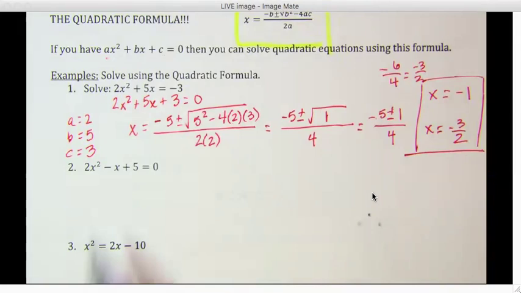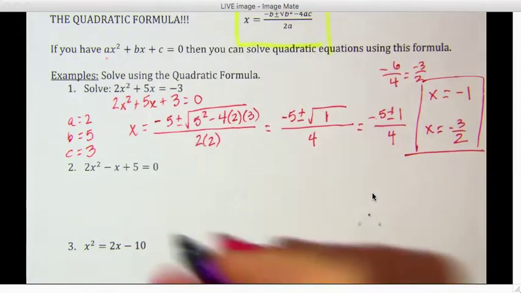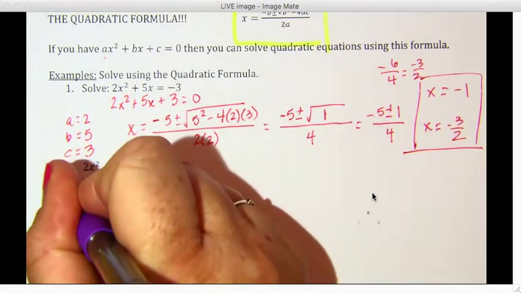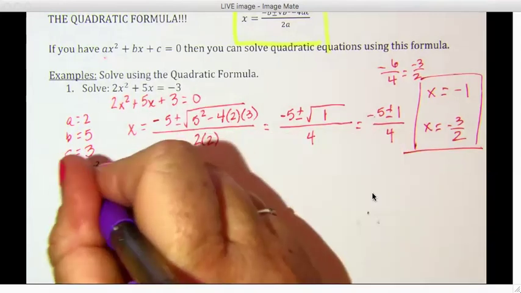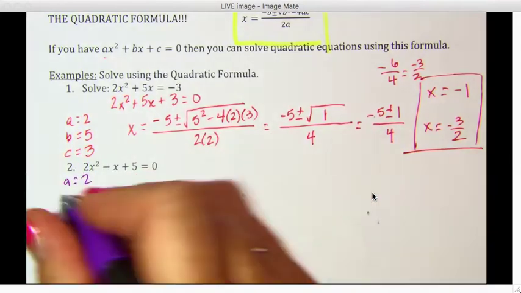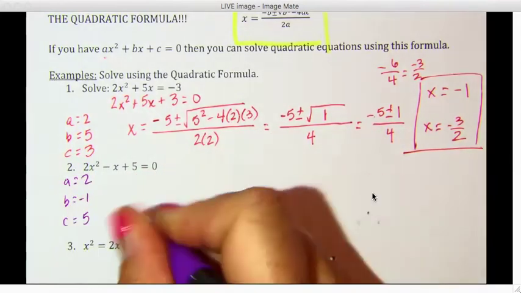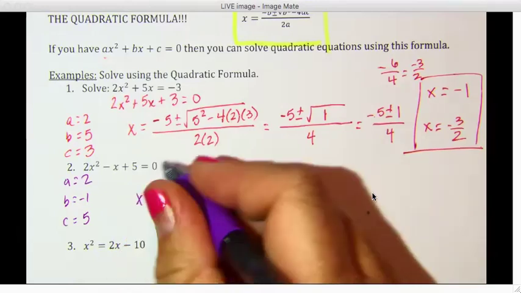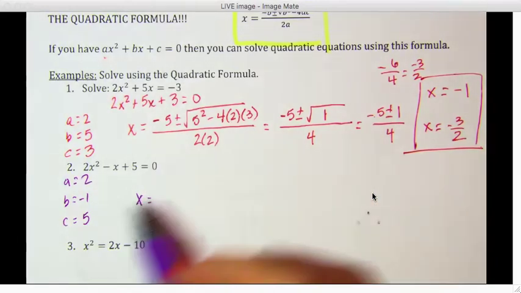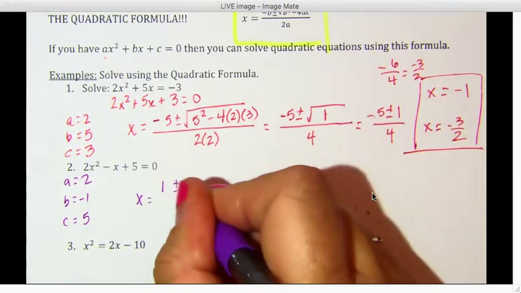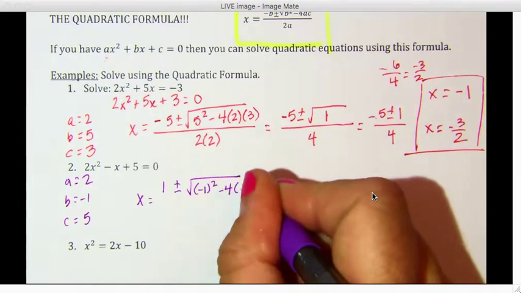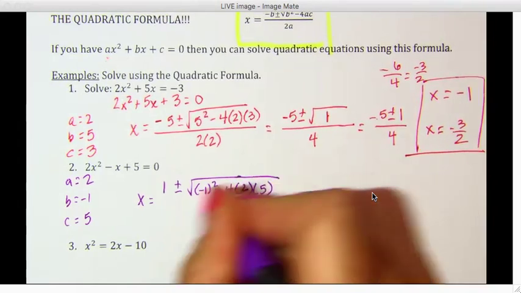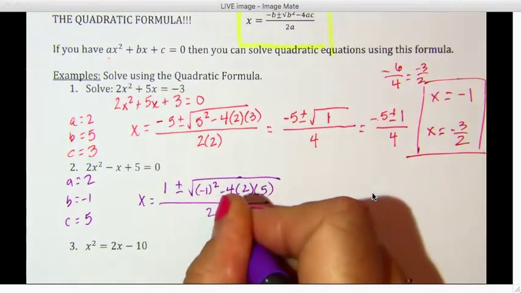In the next example, we have 2x squared minus x plus 5, and we can go ahead and solve. I have a is equal to 2, b is equal to -1, and c is equal to 5. X is equal to, plugging in that b value, negative b would be a positive 1, and then -1 squared minus 4 times a times c, all over 2 times a.